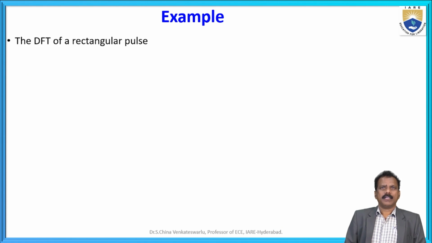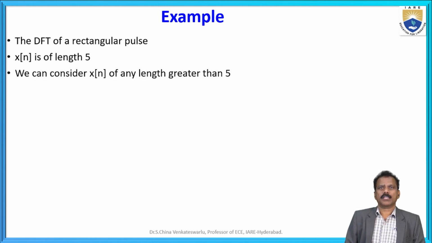Another example: the DFT of a rectangular pulse. So x of n has length 5. For example, we can consider x of n of any length greater than 5. How is it reflected? How does the DFT of a rectangular pulse vary? So let's pick this, where the length is given: capital N is equal to 5.